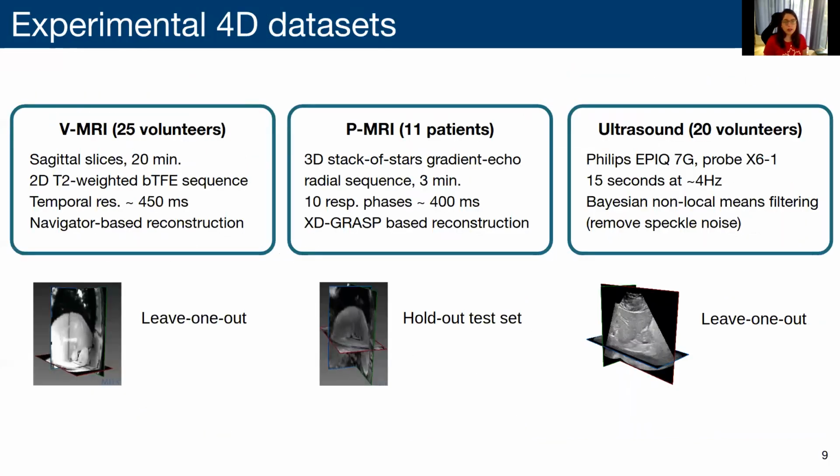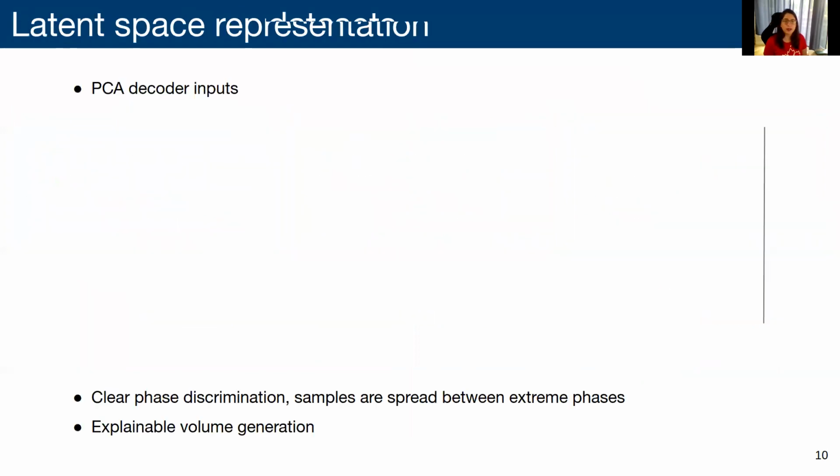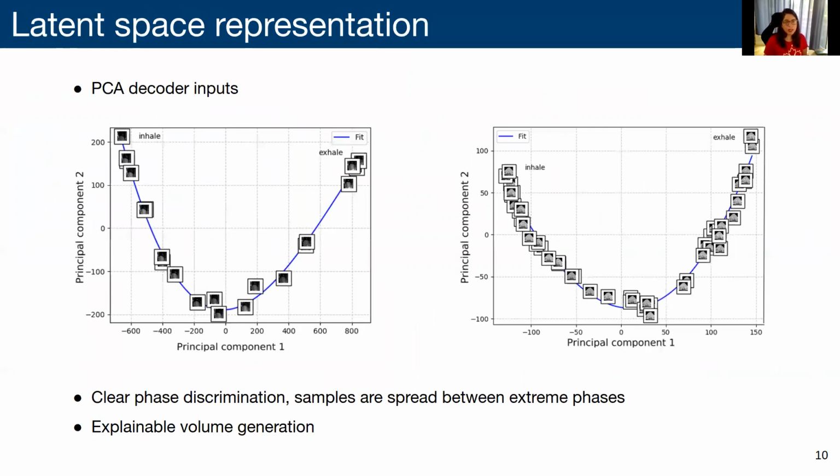Our experiments were conducted using 3 different datasets which contain images from healthy volunteers and cancer patients. The volunteer MRI and ultrasound datasets were used for model creation and leave one out validation, whereas the patient data was used as holdout test set. Now I'll present the experiments and results.